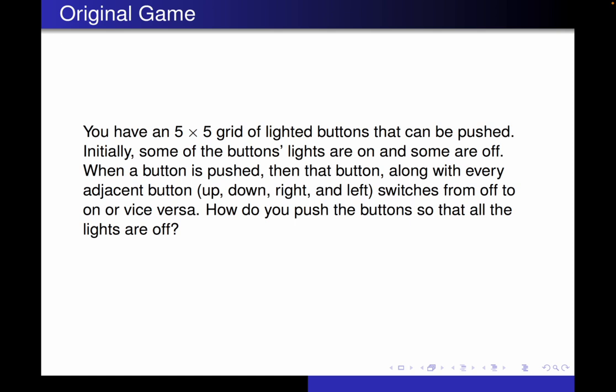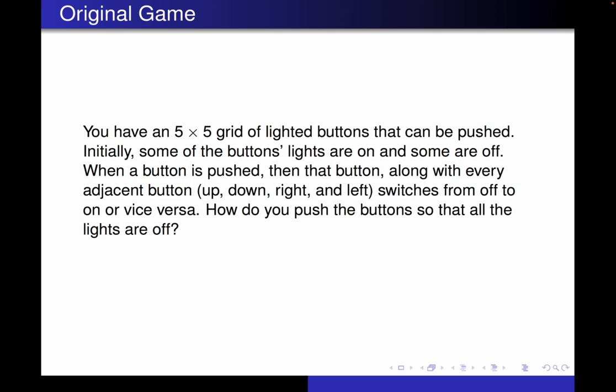So the original game was actually an electronic game. You have a 5x5 grid of lighted buttons that can be pushed. You turn on the game, some of the buttons are on, some of the buttons are off. When a button is pushed, then that button, along with every button that's right next to it, and by right next to it I mean right above, right below, just to the right or just to the left, they switch from on to off or vice versa.